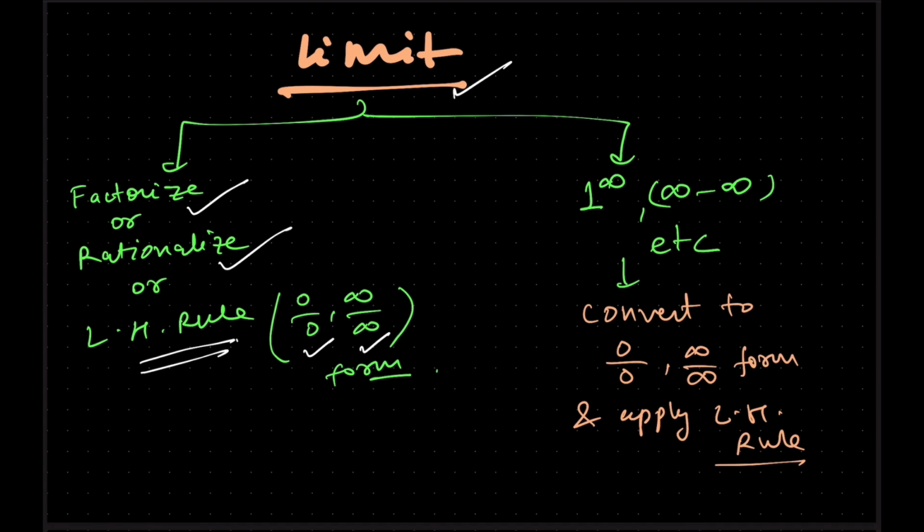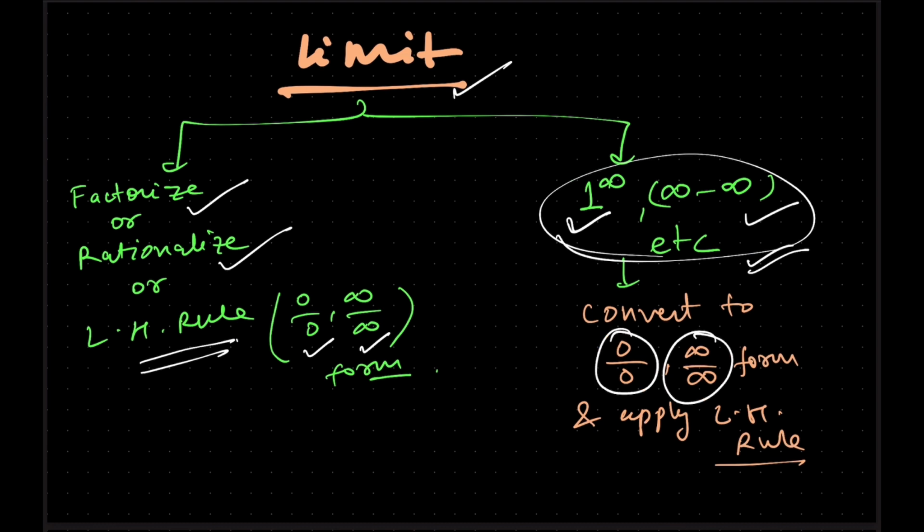Other questions are of the type 1 to the power of infinity and infinity minus infinity, etc. In these types of problems, what we basically do is convert them into LH form, that is 0 by 0 and infinity by infinity. How will we do it? We will take log on both sides. We will see how to do it in the later part.